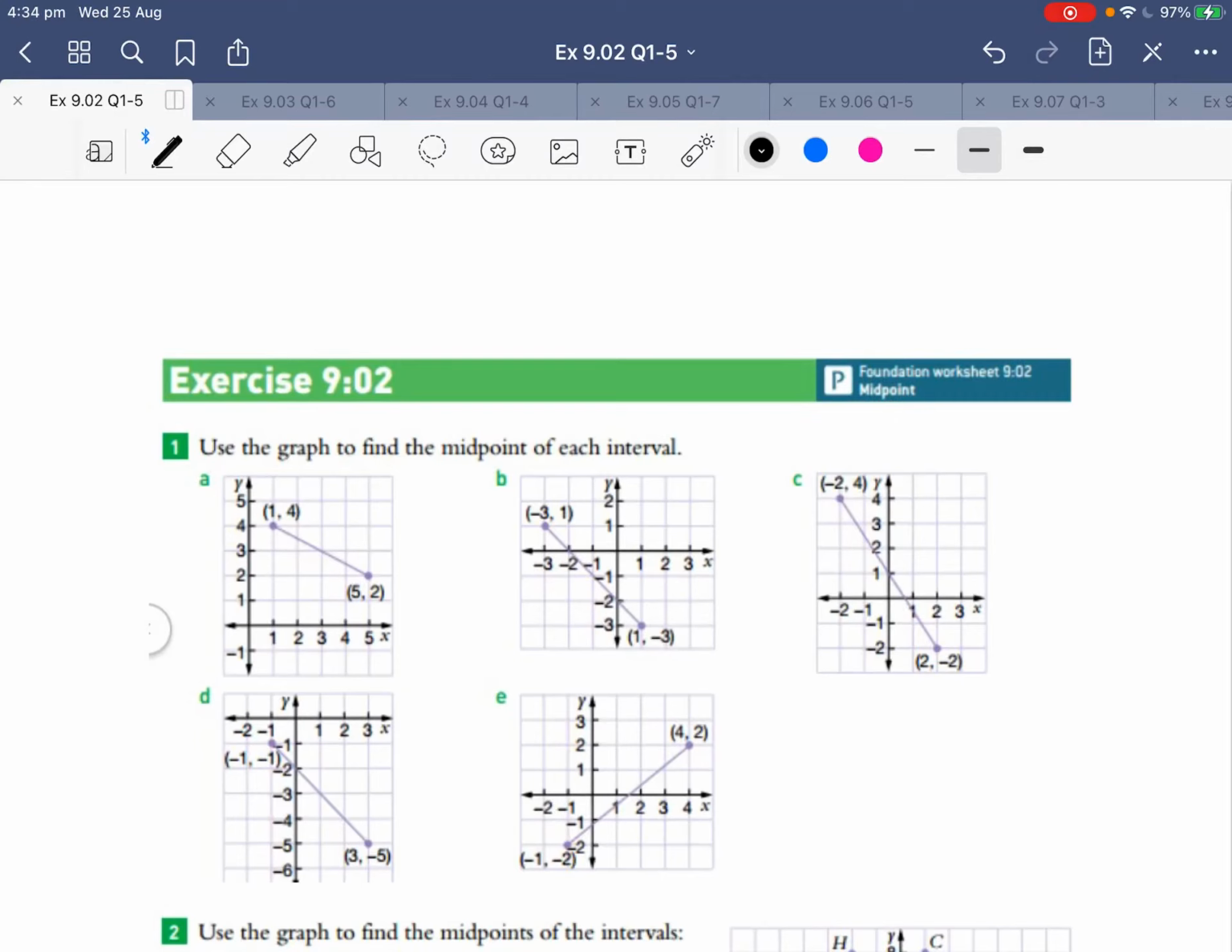Hello, today what we're looking at is exercise 902, question 1. So we want to use the graph to find the midpoint of each interval. When we're finding the midpoint of an interval, we're finding the middle point of it.